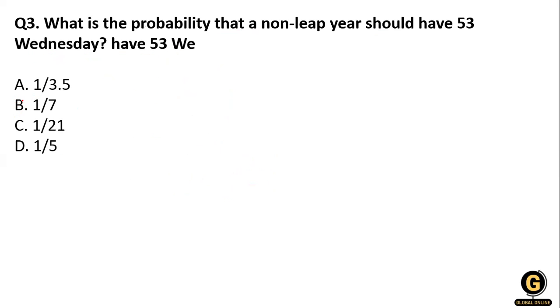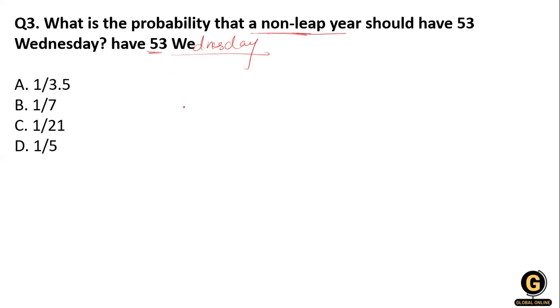Clear? Yes. Next question: what is the probability that a non-leap year should have 53 Wednesdays? It is a Wednesday. Okay, so how do we calculate it? The odd day may be either Sunday, Monday, Tuesday, Wednesday, Thursday, Friday, or Saturday.